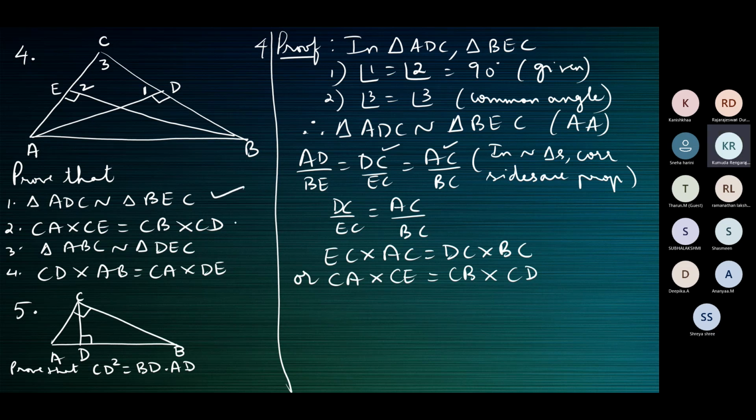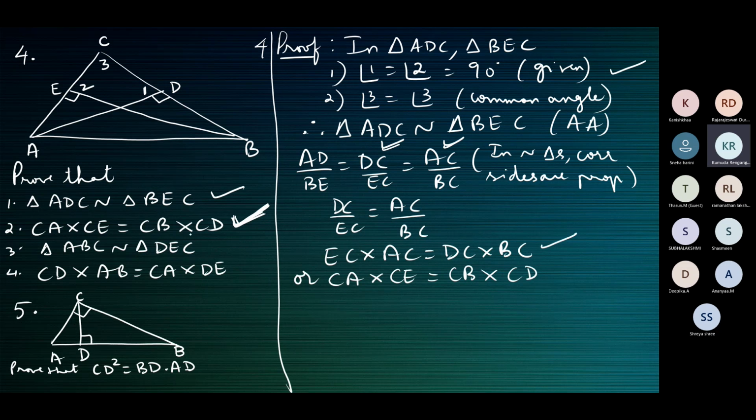So 1 and 2, similarity. I'm sure all of you must have done it. Then proportion. You'll have to select the two ratios which can be cross multiplied to get the result in 2. So these two ratios, when cross multiplied, will give you the second result, this result.